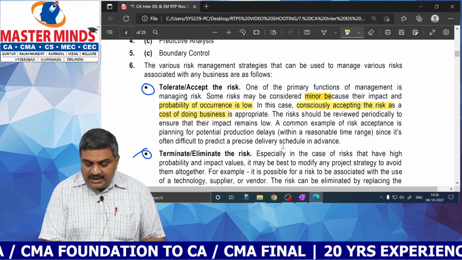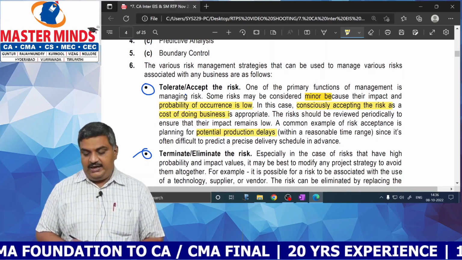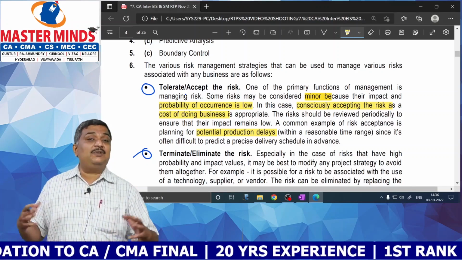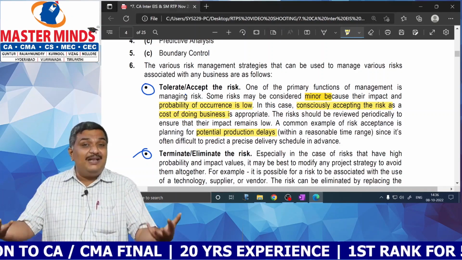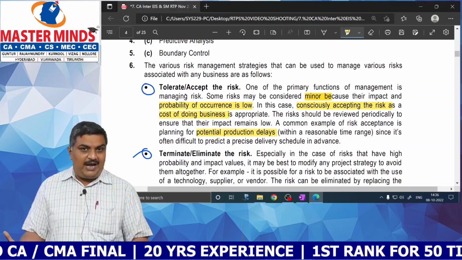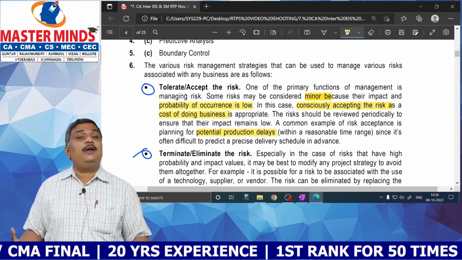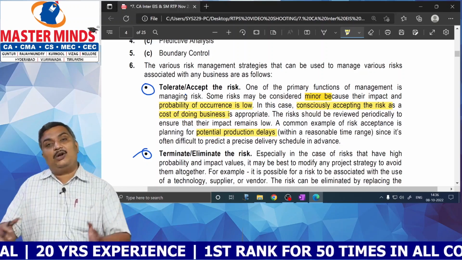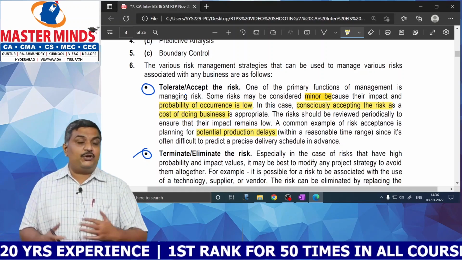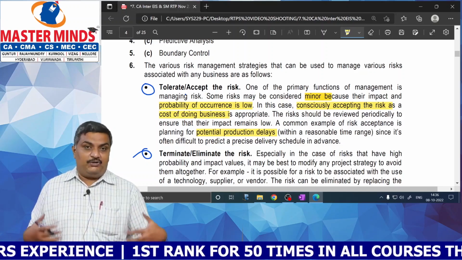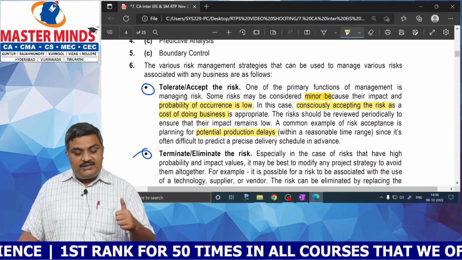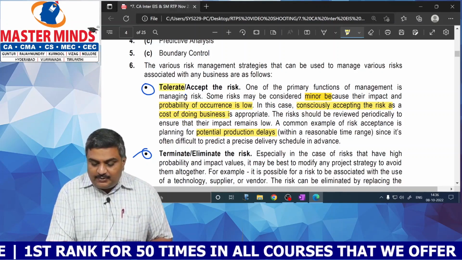A common example is potential production delay. So whenever you make production planning, you should accept the risk that there might be some delays in your production planning. Yes, that is unavoidable. You cannot avoid that. So what you have to do, you have to tolerate or accept the risk rather than trying to treat or mitigate or trying to eliminate it. Okay. Now that is one risk management strategy, that is tolerate or accept the risk.